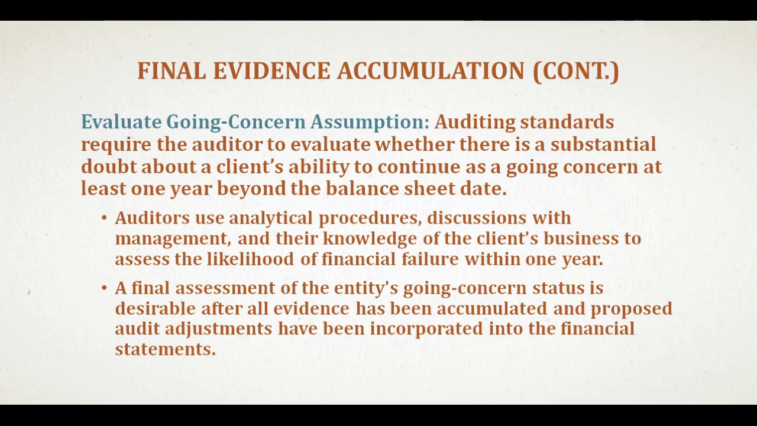Auditing standards require the auditor to evaluate whether there is a substantial doubt about a client's ability to continue as a going concern at least 1 year beyond the balance sheet date. Auditors use analytical procedures, discussions with management, and their knowledge of the client's business to assess the likelihood of financial failure within 1 year. A final assessment of the entity's going concern status is desirable after all evidence has been accumulated and proposed audit adjustments have been incorporated into the financial statements.